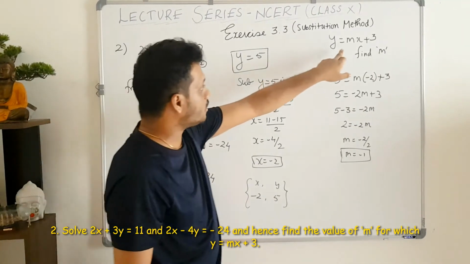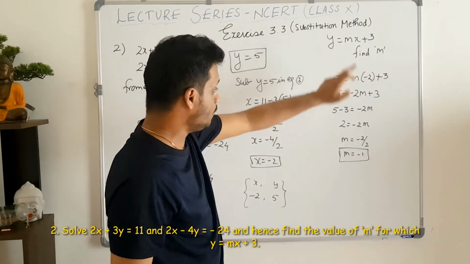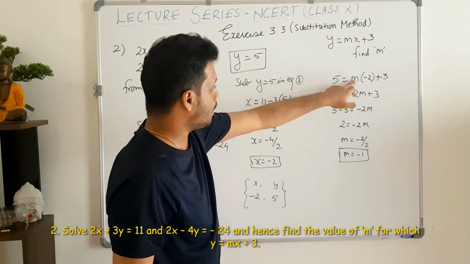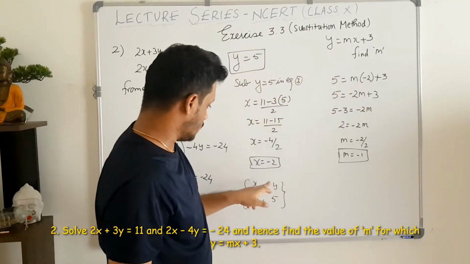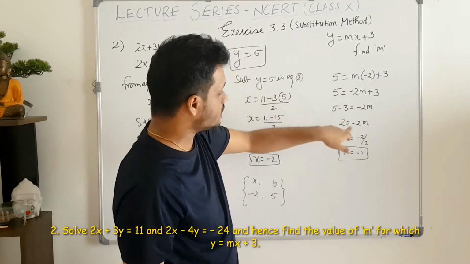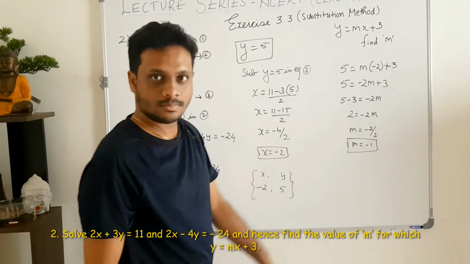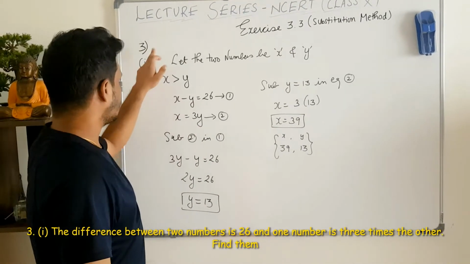Now the additional part is you have to find the value of m using the same x and y values in this relationship. We know our y is 5, m remains as it is. In place of x I have put minus 2, because x is minus 2, plus 3. So when I simplify this, I will see that my m will be minus 2 by 2. So m is equal to minus 1. This is the first subdivision in the third question.